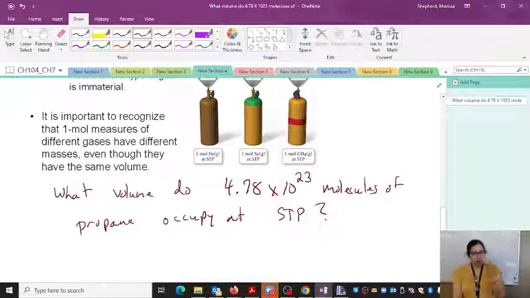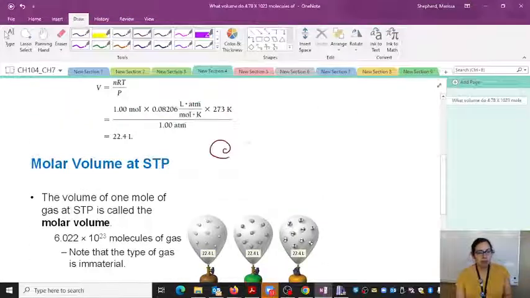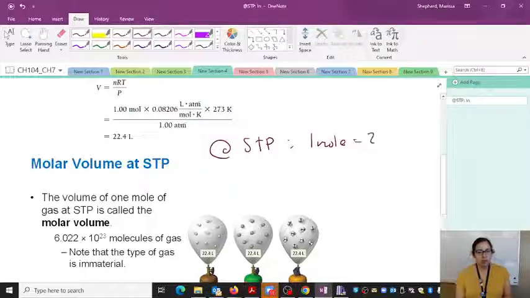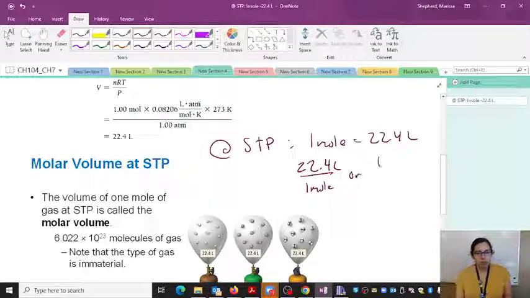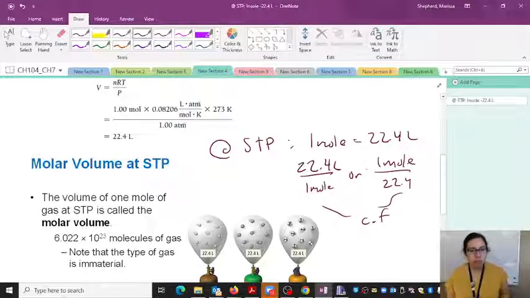And so we'll just kind of work this one together. You could do the whole conversion, molecules to moles, and then use our new conversion factor, since we know, again, at STP, 1 mole is equal to 22.4 liters. So we could write this again, either way. Depending on which way you're going, you need to pick your appropriate conversion factor for your dimensional analysis.